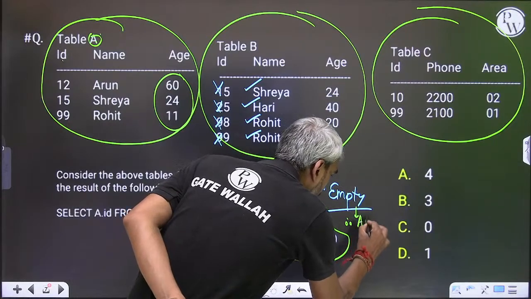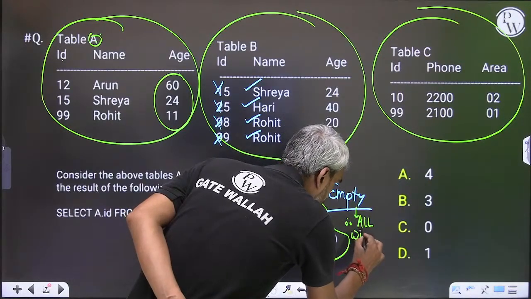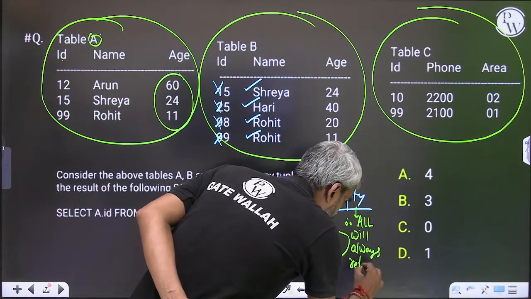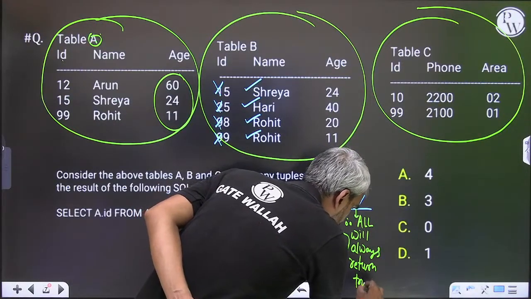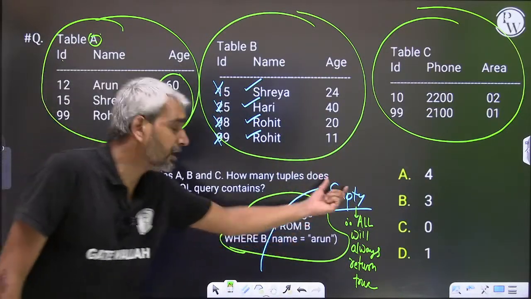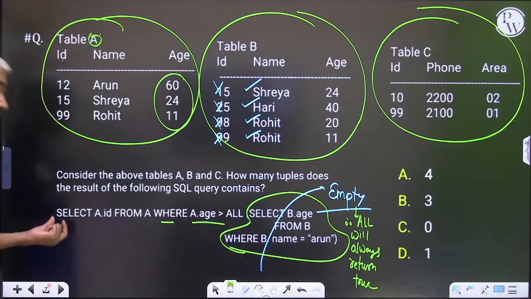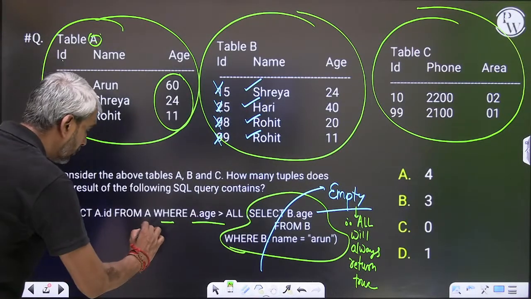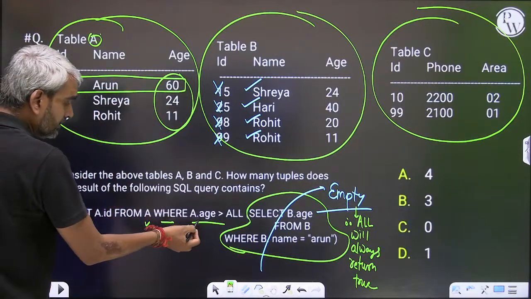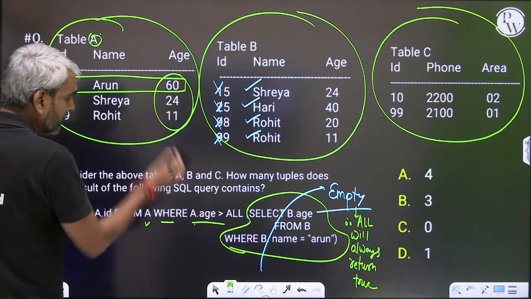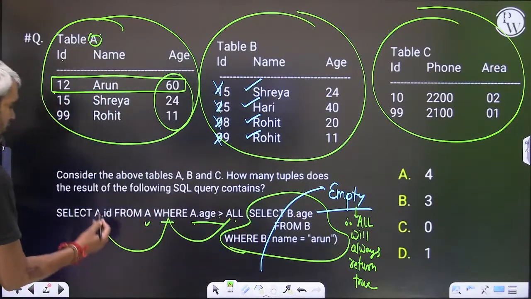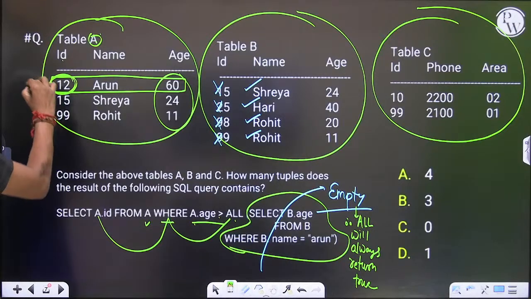Therefore, all will always return true. Now what will happen? Once you have executed this independent subquery, the output will be an empty relation. Then you will go to the outer relation. You will take the first tuple from A and compare whether the age in the first tuple is greater than all of them or not. So all will return true. Therefore, the where condition will be true. Therefore, ID 12 will be selected.